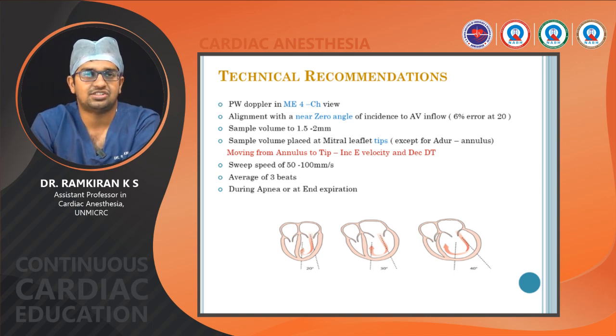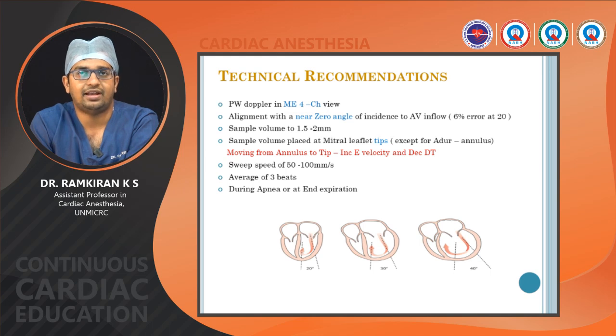What are the technical recommendations for this? Basically it is done with pulsed wave Doppler in the mid-esophageal four-chamber view. Alignment with a near zero angle to the mitral inflow is required, because even at 20 degrees there is a 6% error, and the sample volume should ideally be 1.5 to 2 mm. The sample volume should be placed at the mitral leaflet tips, except when we are specifically measuring the A wave duration, where it can be placed near the annulus.